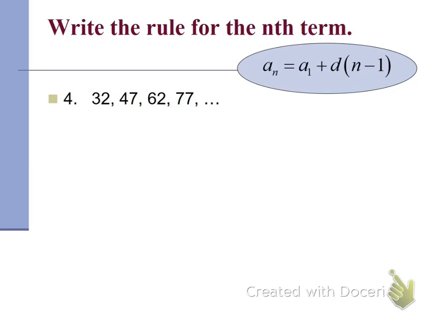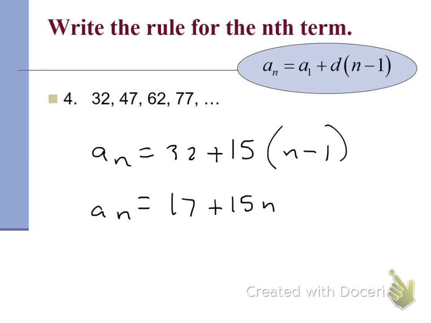So, real quick, on your own, I'm getting for my nth term 17 plus 15n. Did I do my math right in my head? Or 15n plus 17. Either way is appropriate.